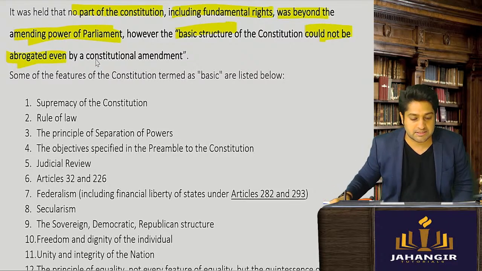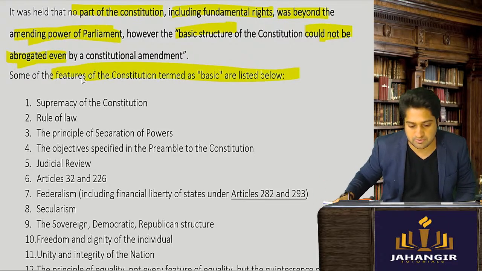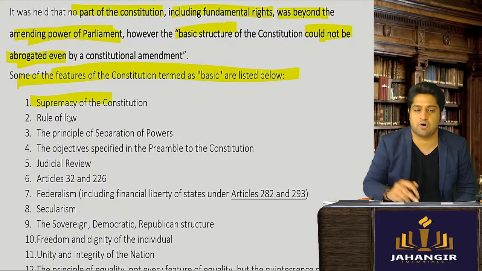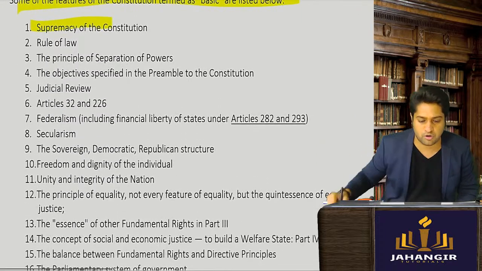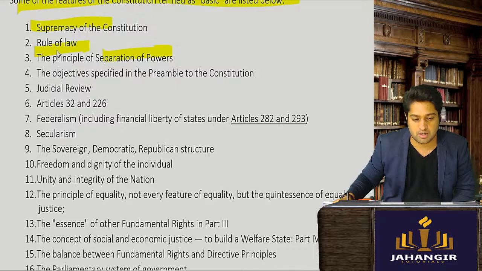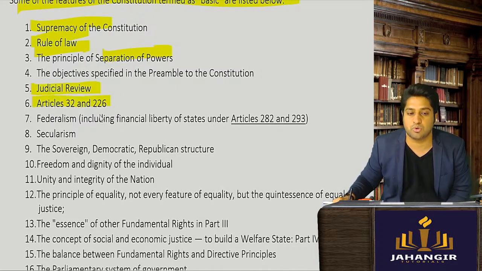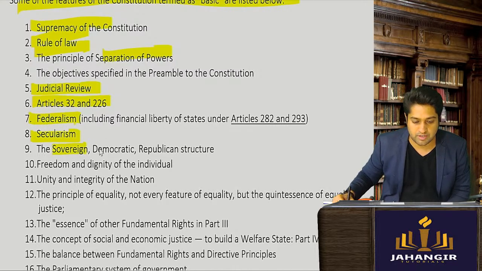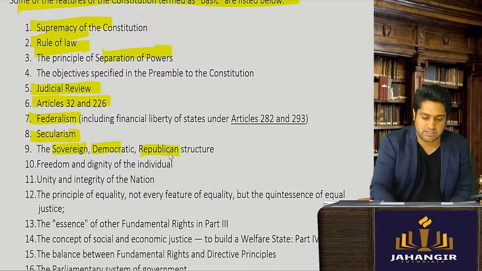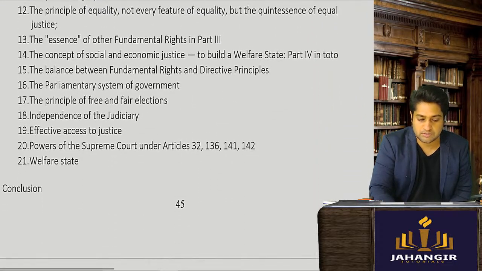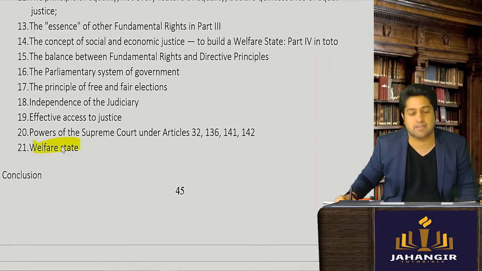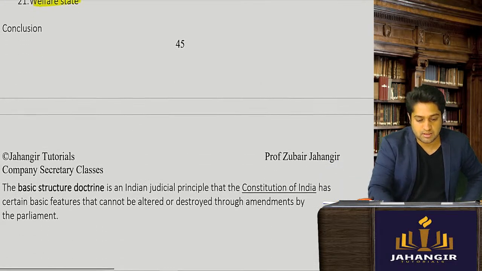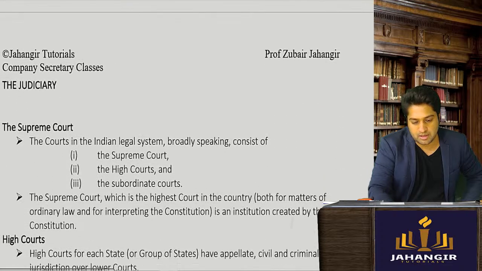Some of the features of the constitution are termed as below: supremacy. These things cannot be amended. The rule of law, separation of powers, judicial review, Articles 32 to 226, secularism, federalism, sovereignty, democratic republic. So mostly what is given in your preamble, that it will be a welfare state. Conclusion: the basic structure of the constitution cannot be amended.